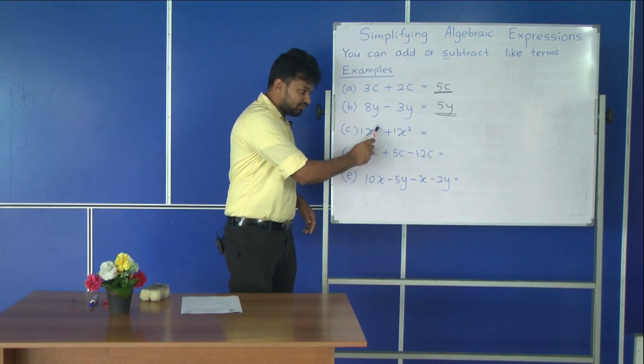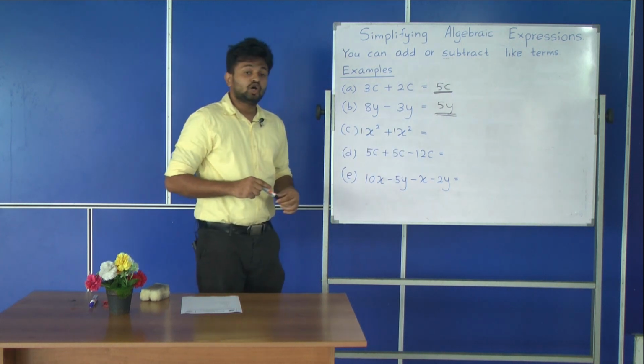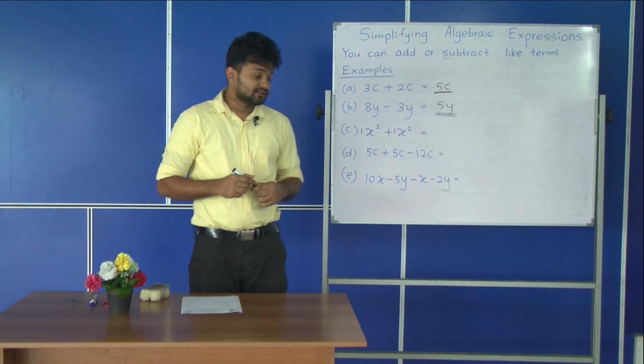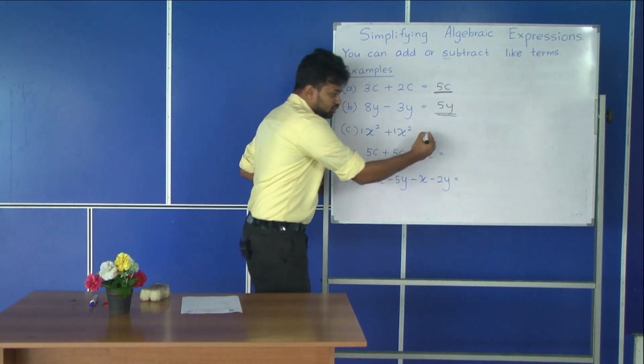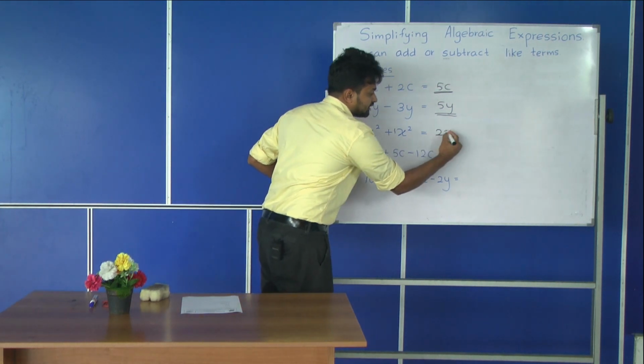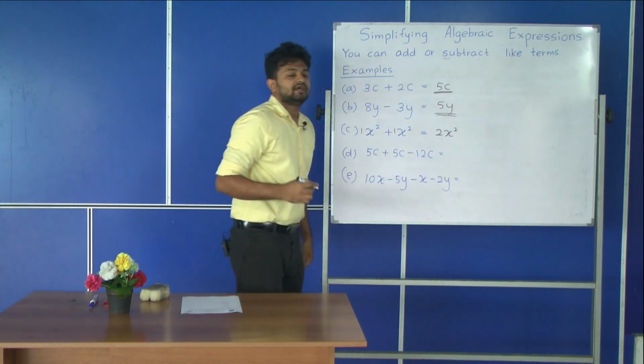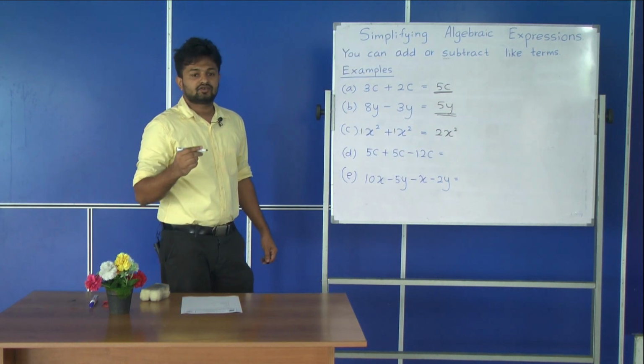So 1x squared plus another 1x squared. How many x squareds will be there at last? 1 plus 1 is 2. It's simple. 2x to the power 2, or in other words, 2x squared.